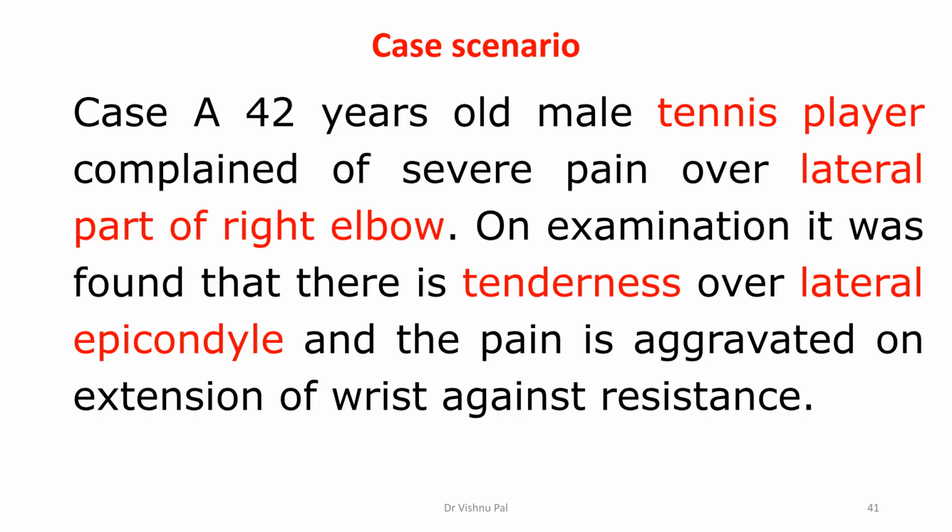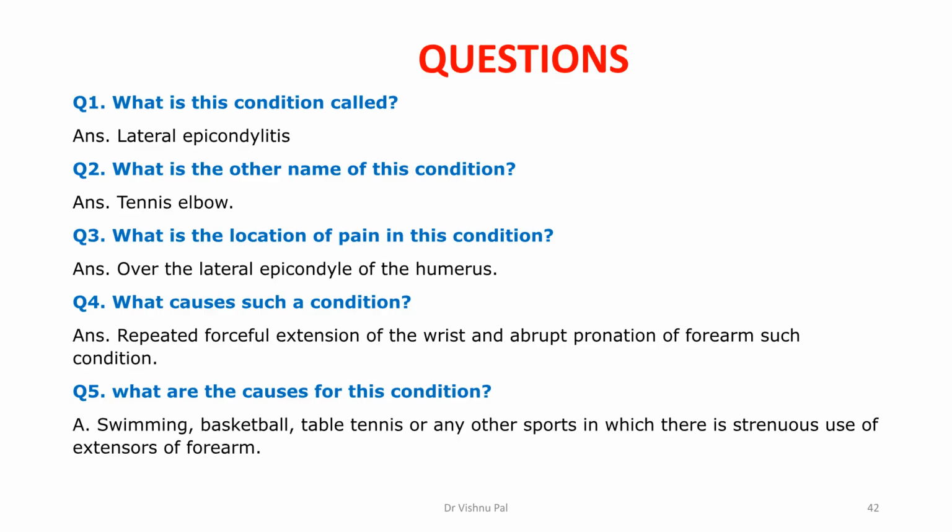Let's revisit our case scenario about the 42-year-old male tennis player with severe elbow pain. Addressing the questions raised earlier, this condition is called lateral epicondylitis, also known as tennis elbow. The pain is located over the lateral epicondyle of the humerus. This condition is caused by repeated forceful extension of the wrist and abrupt pronation of the forearm, often seen in sports like tennis, swimming, basketball, or table tennis.